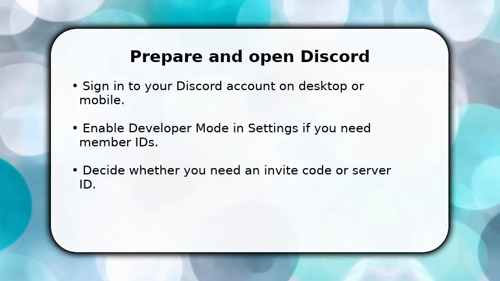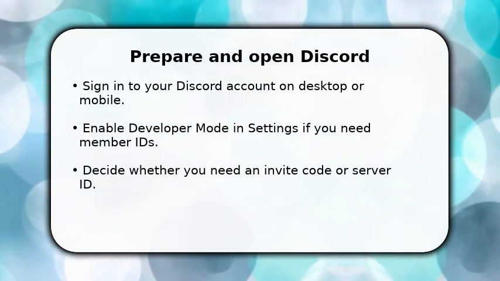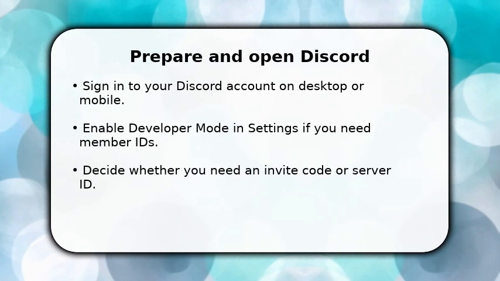Now navigate to the server list and select the server whose code you need so you can access the invite or inspect server properties in the next steps. You now locate the actual identifier.